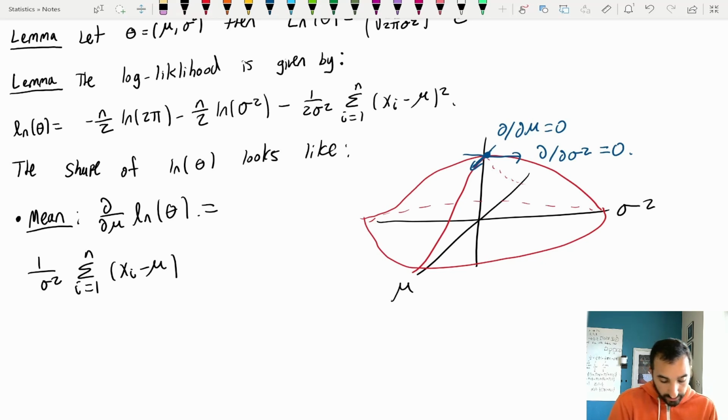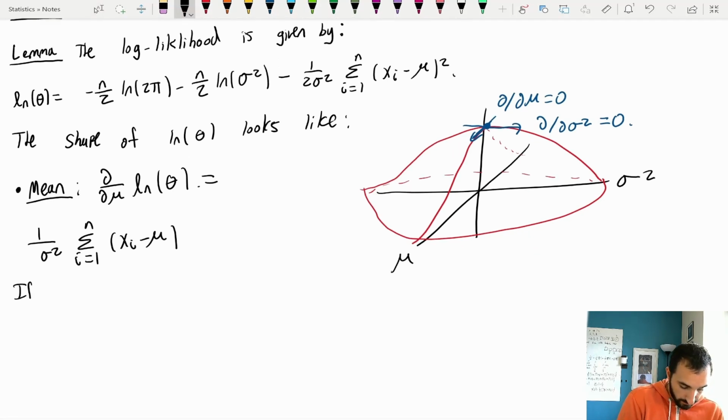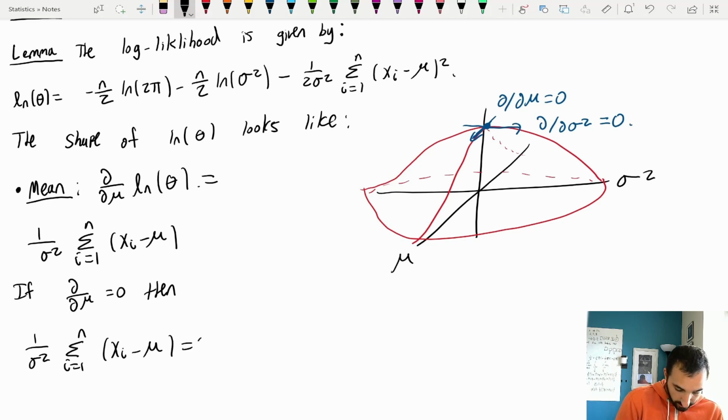So when can this be 0? If the partial derivative with respect to this mean is equal to 0, well, then what we have is 1 over sigma squared times the sum as i equals 1 to n of xi minus mu is equal to 0. Okay, so the 1 over sigma squared doesn't matter. It's multiplied, and it can't be 0. So instead, we have the summation term. Well, in the summation term, that mu is getting added together over and over again.